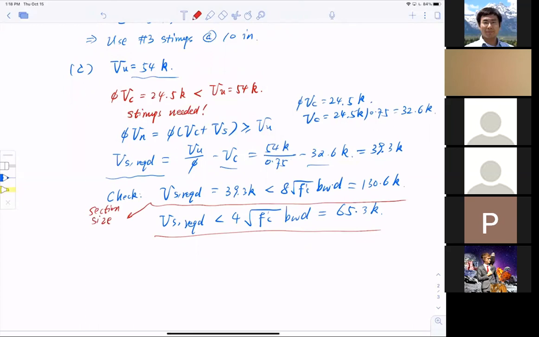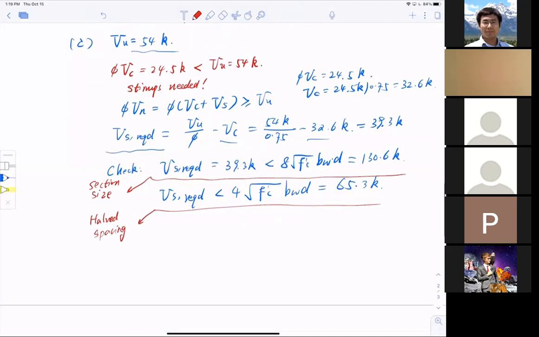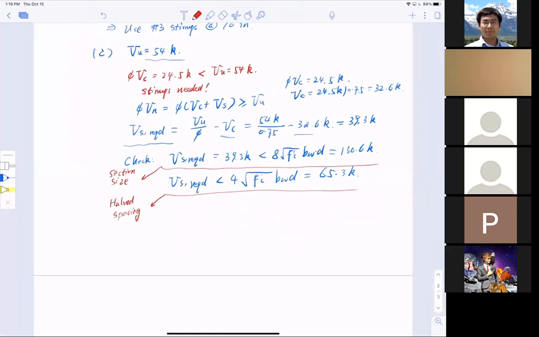If it doesn't satisfy, you have to go back and change your geometry. And this other check is to check whether you need half spacing. If it's smaller than that, you don't need a half. If it's bigger than that, you need a half spacing, which will show. But anyhow, we're fine. We don't have to change our section, nor do we need to change the spacing for the stirrups in halves. So proceed with this.